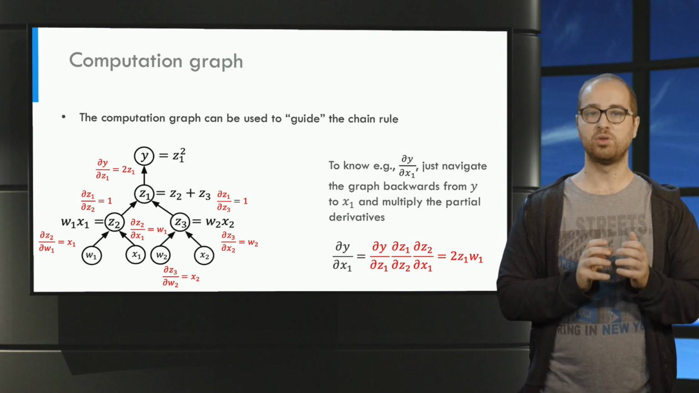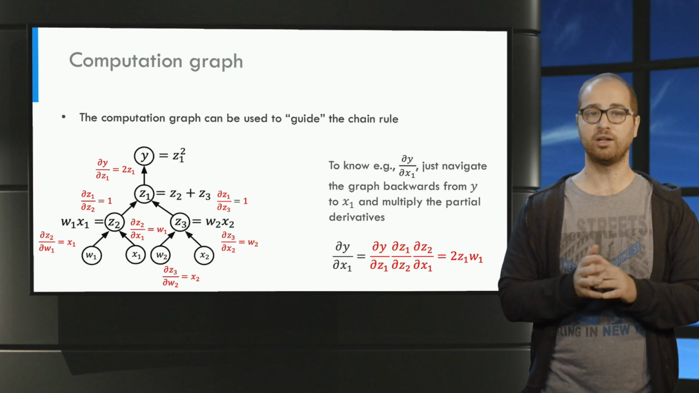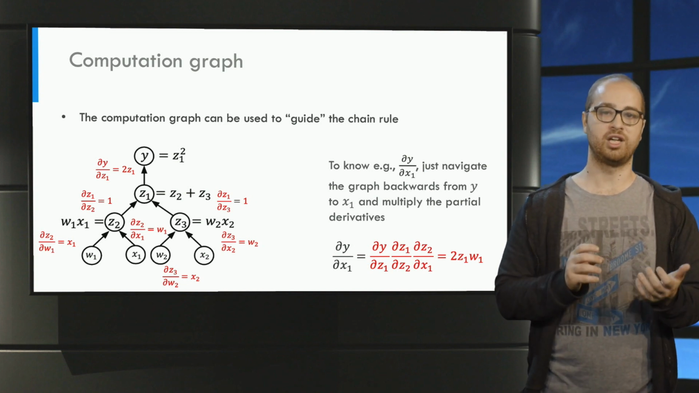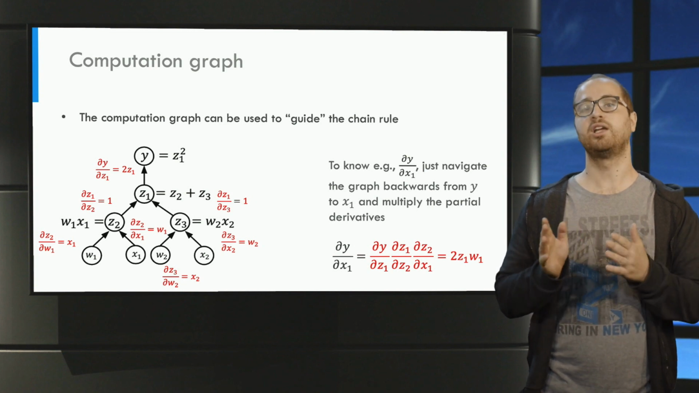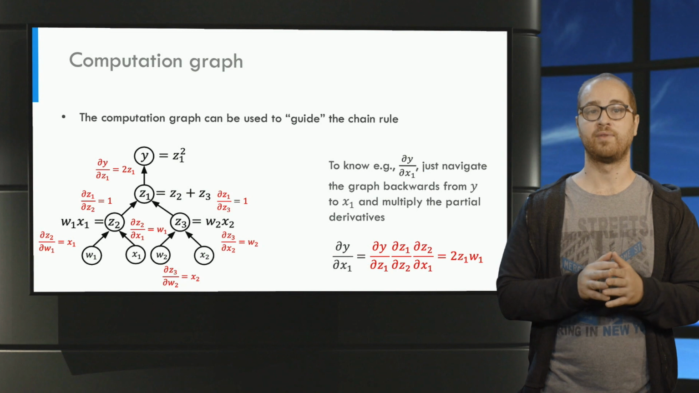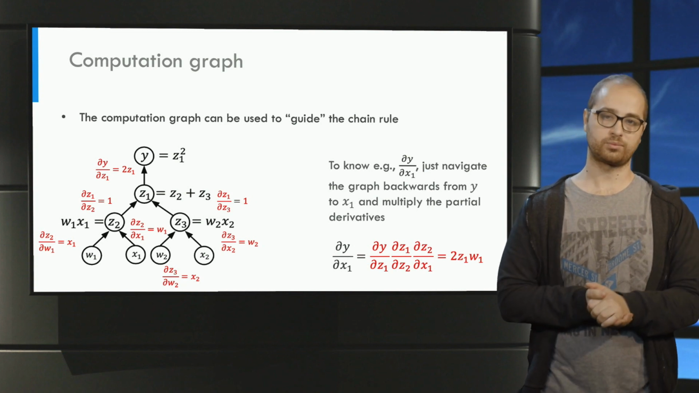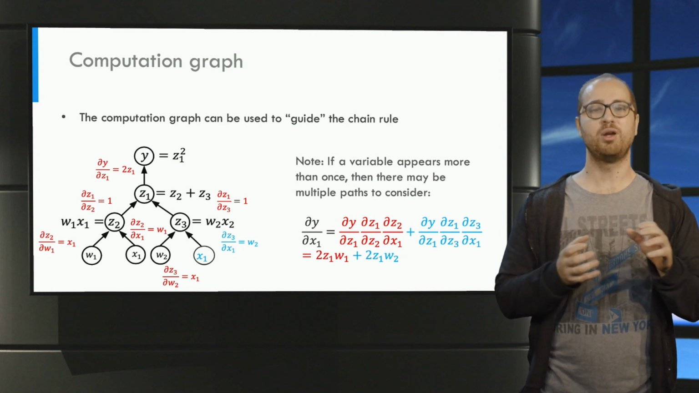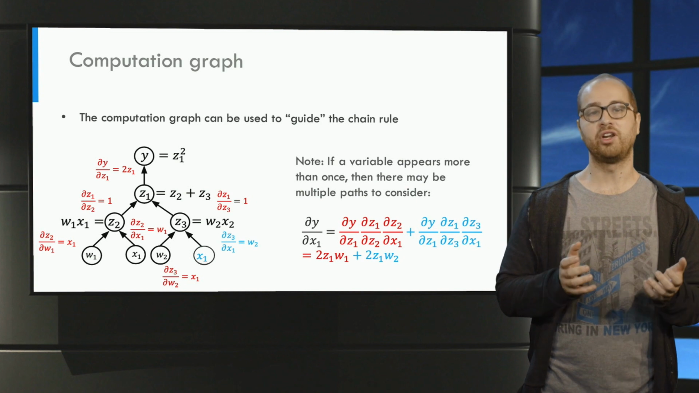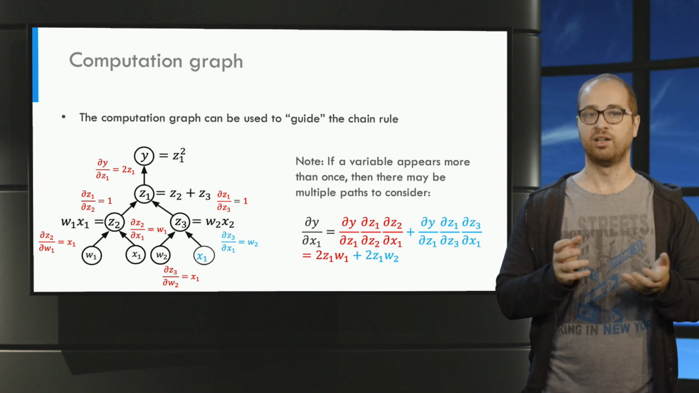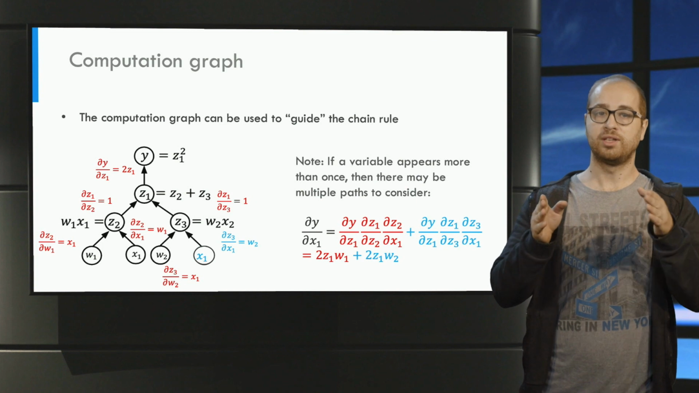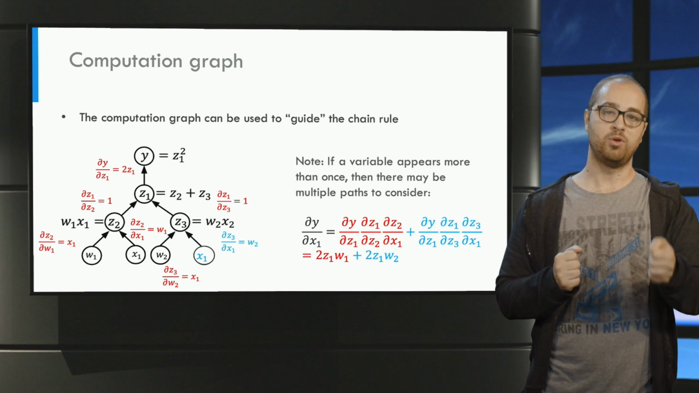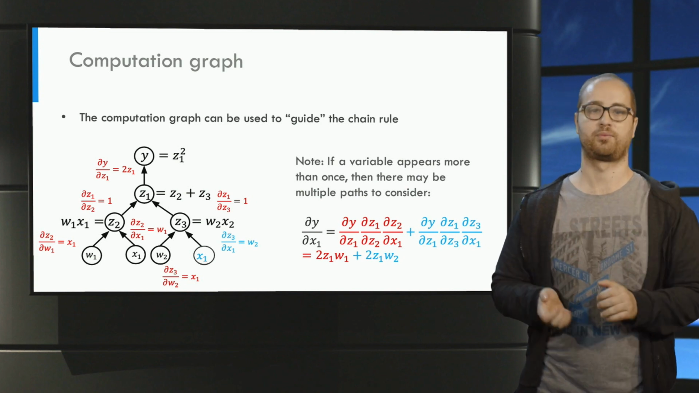For instance, to compute the partial derivative of y with respect to x1, just navigate the graph backwards from y to x1 and multiply the partial derivatives. We obtain the result written in red in the bottom right corner, 2 z1 w1. Note that if a variable appears more than once in the graph, there may be multiple paths to consider. For instance, in the modified graph in the slide, now there are two paths from the root that lead to x1, and we need to sum them. We then obtain 2 z1 w1 plus 2 z1 w2.